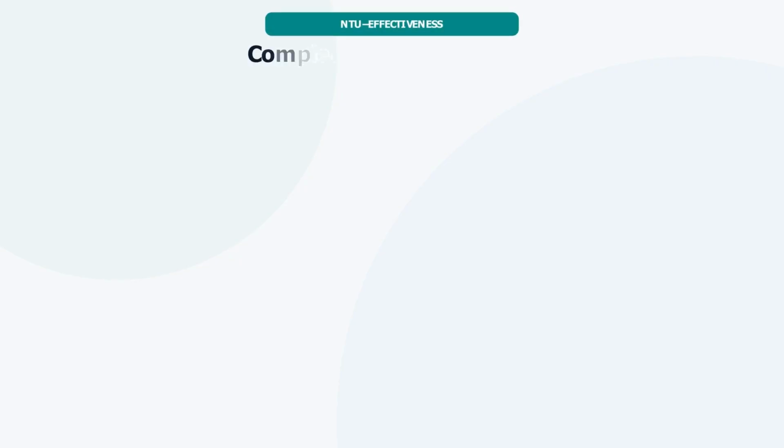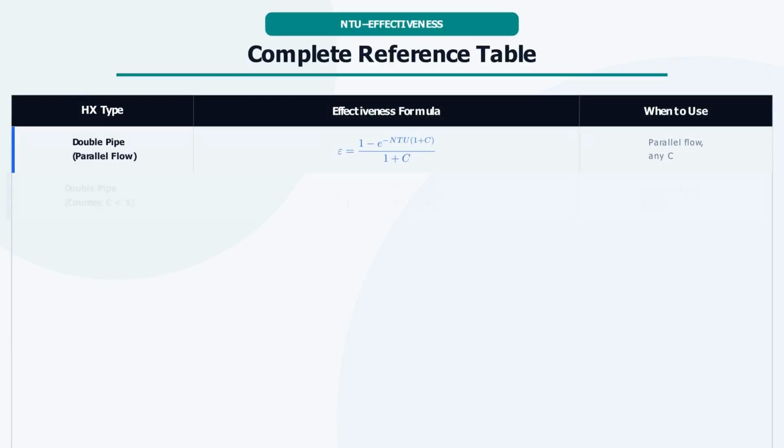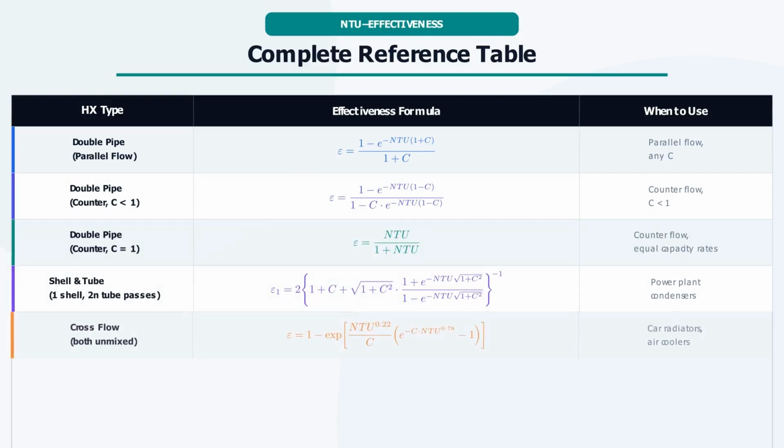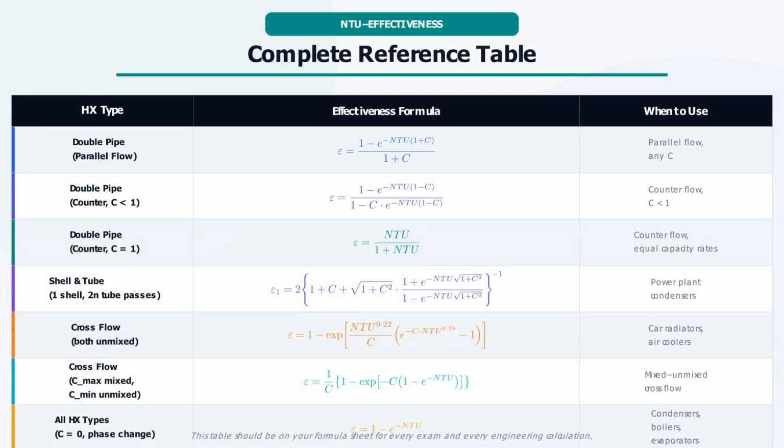For completeness, here is the full NTU effectiveness reference table covering all major heat exchanger configurations. Each formula was derived using the same differential equation approach we used, just with the appropriate geometry and flow path integrated in.